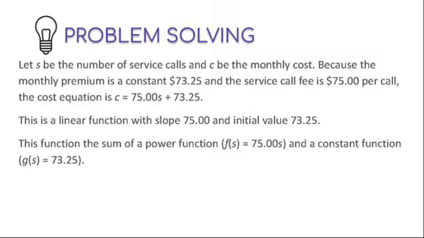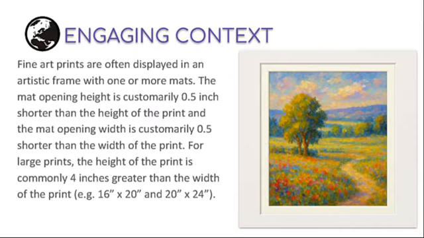This is a linear function with slope 75 and initial value 73.25. This function is the sum of a power function, f of s equals 75s, and a constant function, g of s equals 73.25. Let's investigate another engaging context.